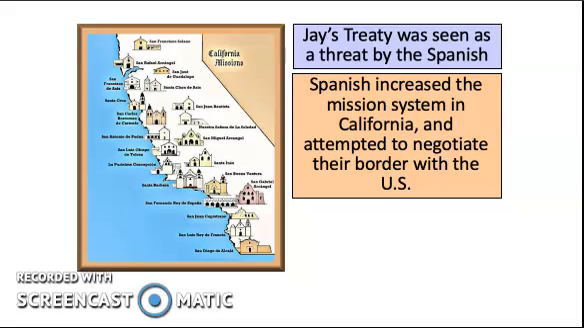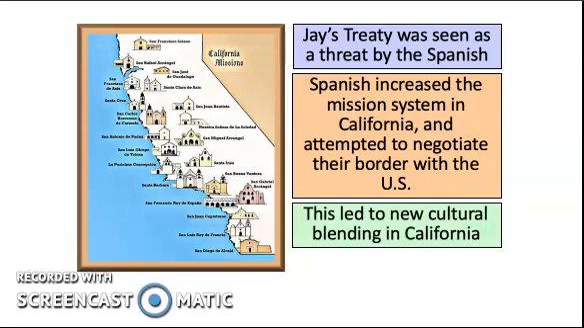So to counteract this, the Spanish will do a few things to try and shore up their hold on North America. So they increase their mission system in California, increase the number of them that they have out there, and they attempt to negotiate their border with the United States. And so this is going to lead to a few things as a result of this mission system. Not only will soldiers out there get the ability to have more social mobility, but we also see new cultural blending in California as more Spanish move out there, live out there, and intermarry with Native Americans that are already there.